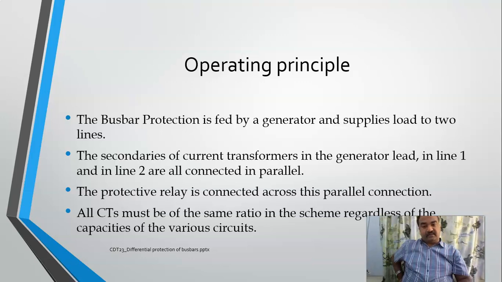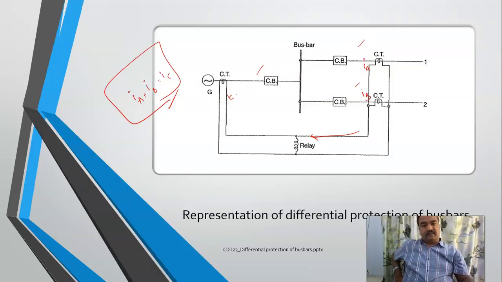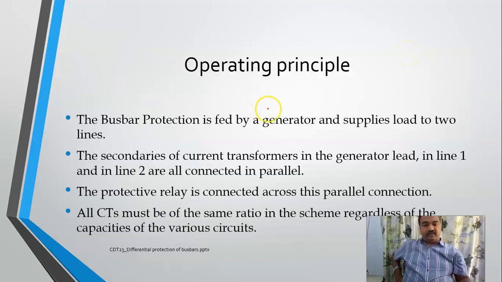Coming to it in precise terms, the bus bar protection is basically fed by a generator and it supplies load to two lines. This is the incoming line from the generator, and these are the outgoing lines, the loads L1 and L2. The secondaries of all current transformers in the generator lead and also in lines 1 and 2 are all connected in parallel. And the protective relay is connected across this parallel connection.